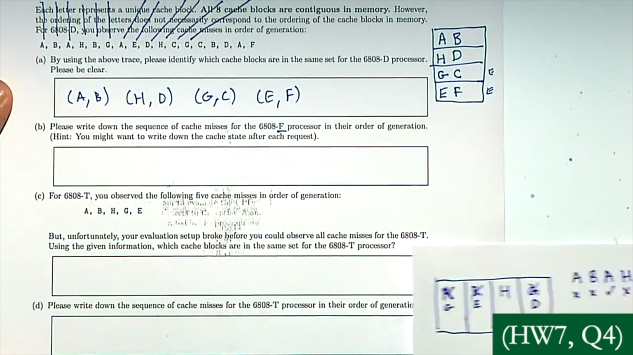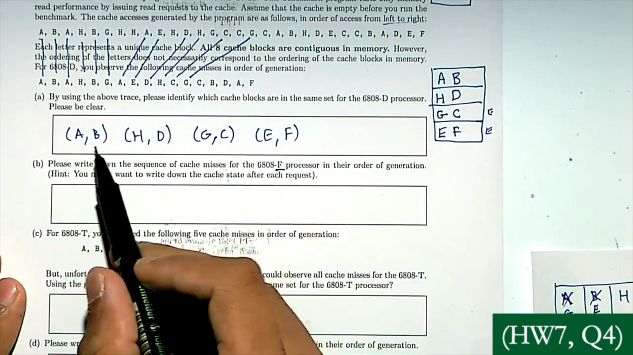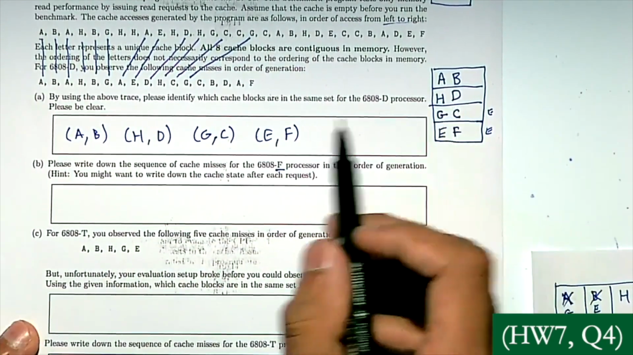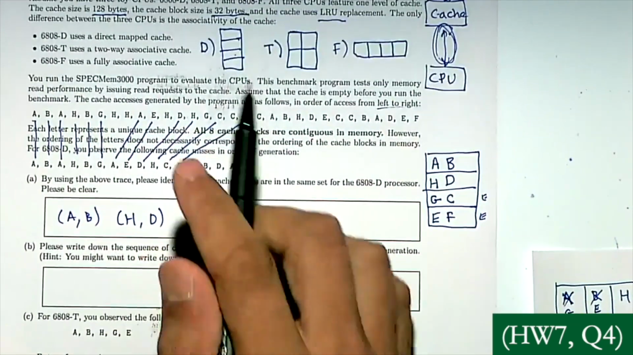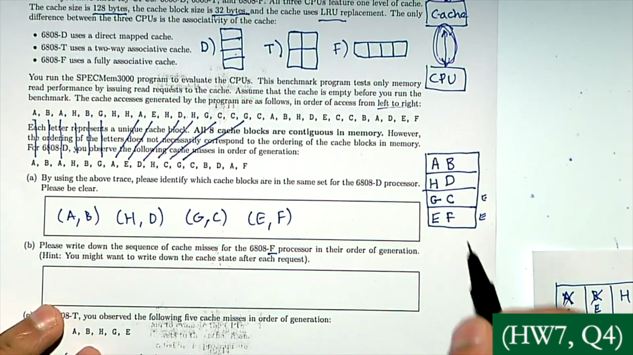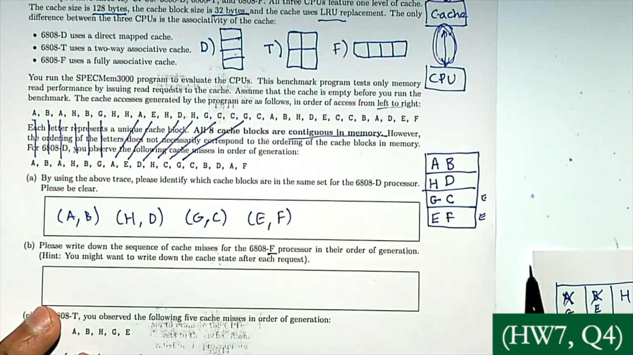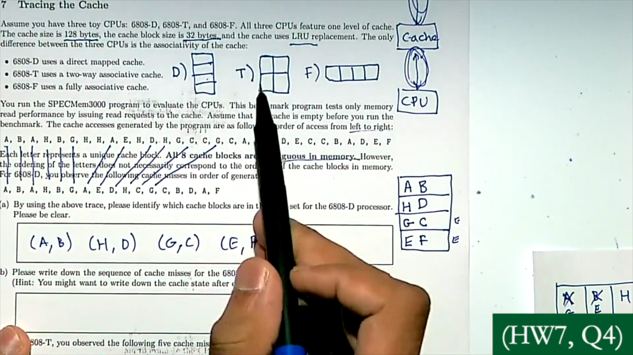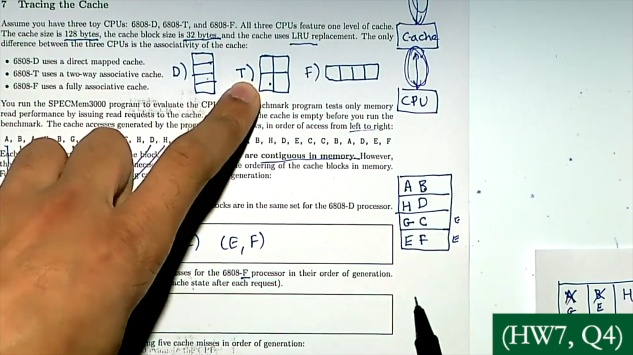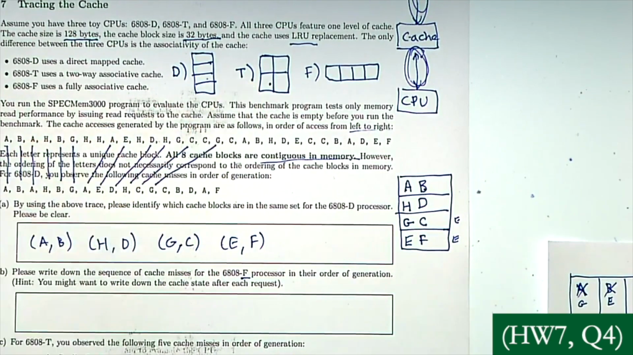We actually have some information from the previous part as well, because we know that these pairings already map to the same cache sets for the direct mapped cache. So A, B, H, D, G, C, and E, F. And since these 8 are guaranteed to be contiguous in memory, we know that for the two-way associative cache, if A and B conflict here, that means they have a spacing of 4 addresses between them.